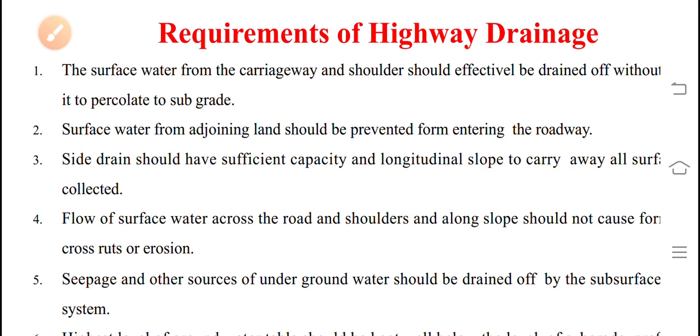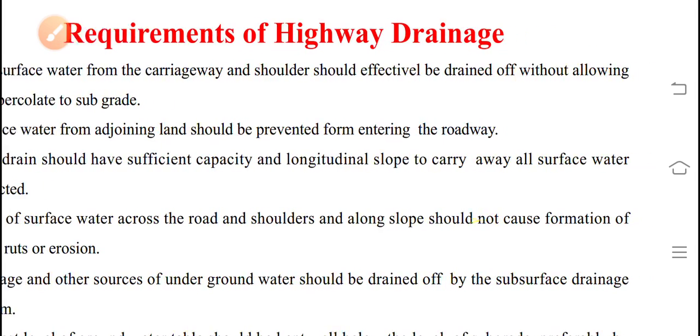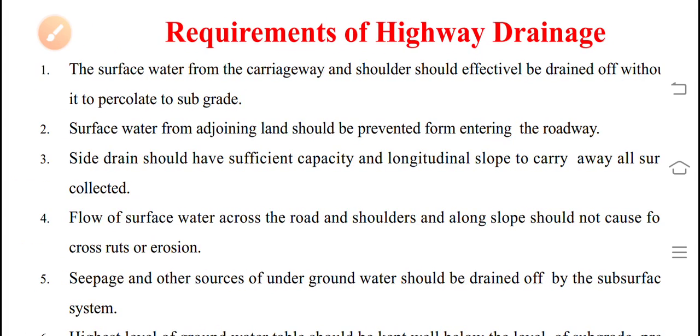Second, surface water from adjoining land should be prevented from entering the roadway. Suppose if water is flowing on either side of the road, from the side it should not enter onto the pavement surface. Side drain should have sufficient capacity and longitudinal slope to carry away all surface water collected.